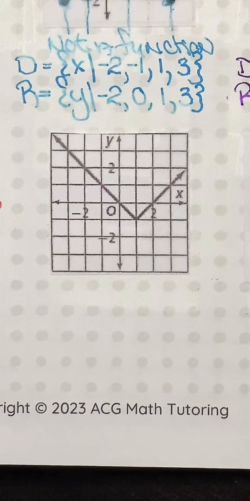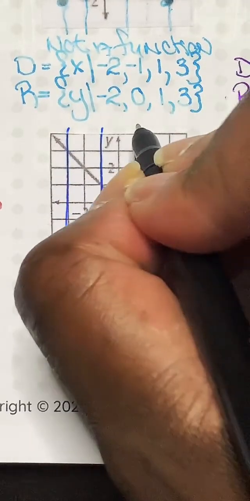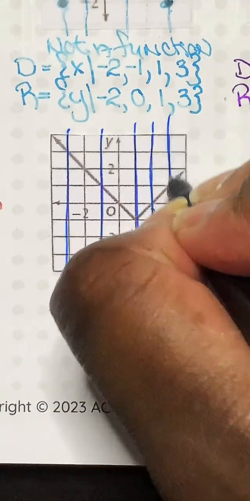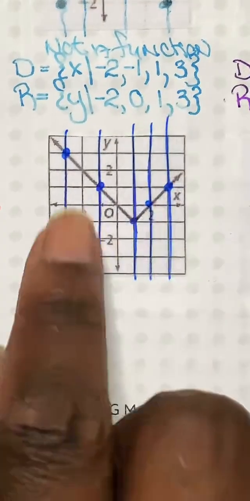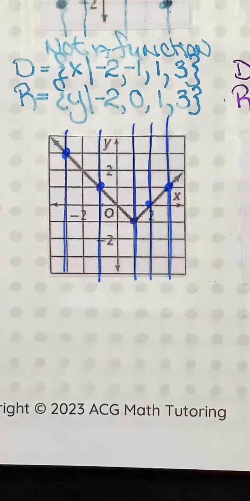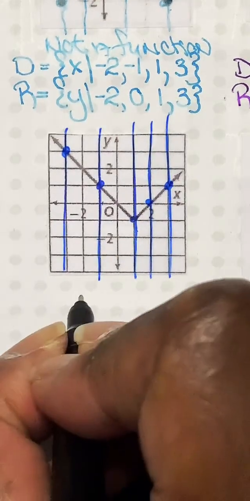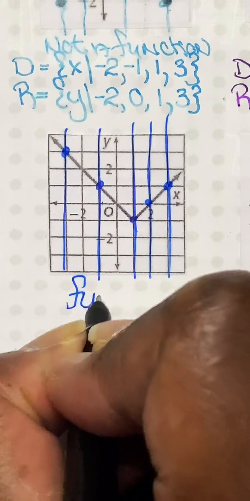Now, let's take a look. Like most of you are saying, we have that vertical line. I'm just going to pick a few spots. But no matter which spot I pick, this graph, which is an absolute value, hits our vertical line in only one spot. That means my x's are not repeating, which is good. So this is a function.